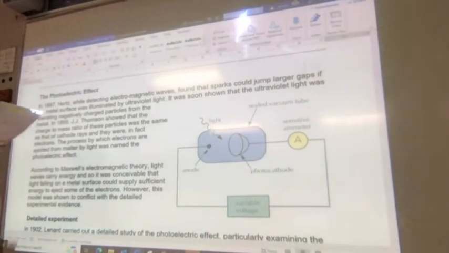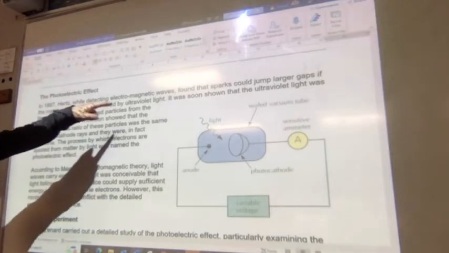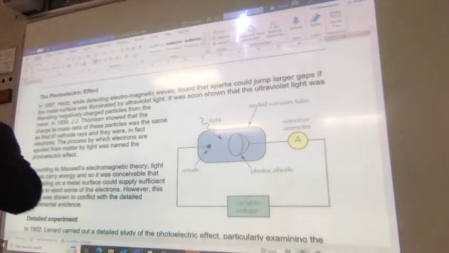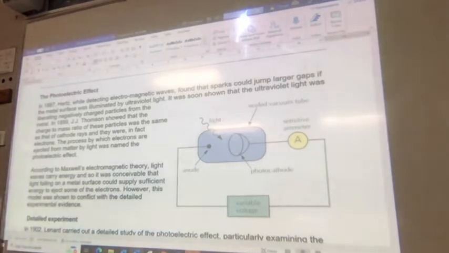While detecting electromagnetic waves, he found that sparks could jump larger gaps if the metal surface was illuminated by ultraviolet light. He was like, oh, what's that about? So you shine a bit of extra light and you can get better sparks happening, way more current happening. So he notices this. It was soon shown that the ultraviolet light was liberating negatively charged particles, electrons, from the metal and helping allow sparks to move across a gap. Then J.J.